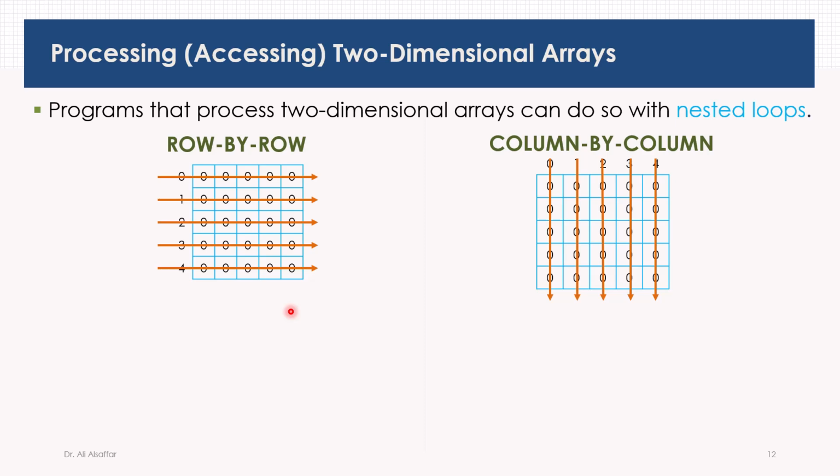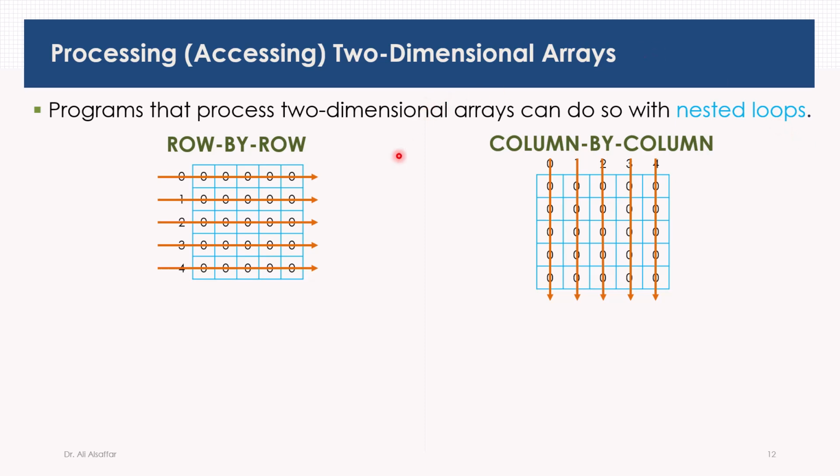After understanding how to process or access two-dimensional array elements in a systematic way, either row by row or column by column, now is the time to see how to implement that in Java code. We are going to use nested loops, so programs that process two-dimensional arrays can do so with nested loops. Again, what does it mean by nested loop? It means you have a loop inside another loop. We have an outer loop and we have an inner loop.